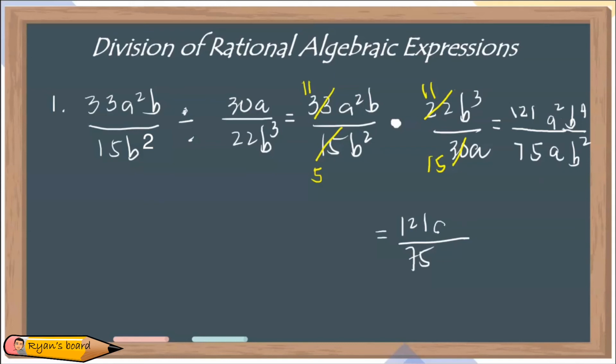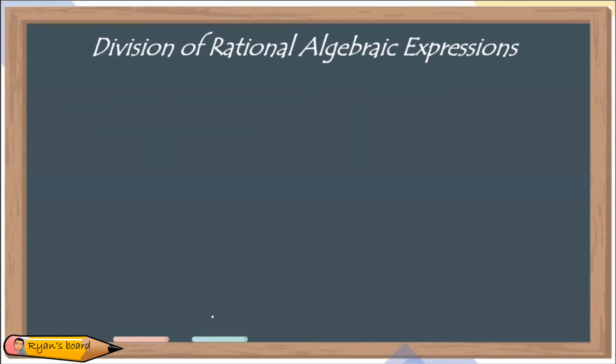Saan mo ilalagay yung a? Sa taas. Then, 4 minus 2, that's 2. Saan mo ilalagay yung b? Sa taas. So, that's b squared. Yan na. So, I think, gigitna na lang natin tong 75. Yun. Okay? So, this is now our answer. 121ab squared over 75. Okay? Now, let's have another example.